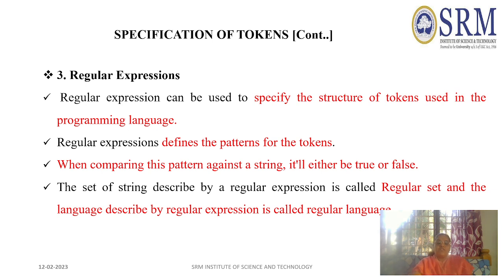So regular expressions can be used to specify the structure of the tokens used in the programming language. You all know what a regular expression is. (A or B) the whole power star, ABB is a regular expression. A power star is a regular expression. A power plus is a regular expression. You know that, right? So it is specifying the structure of tokens, how they are going to appear in the programming language. So it defines the pattern for the tokens. Yes, of course, the regular expressions are going to define the set of rules for the tokens. When comparing this pattern against a string, it will be either true or false.